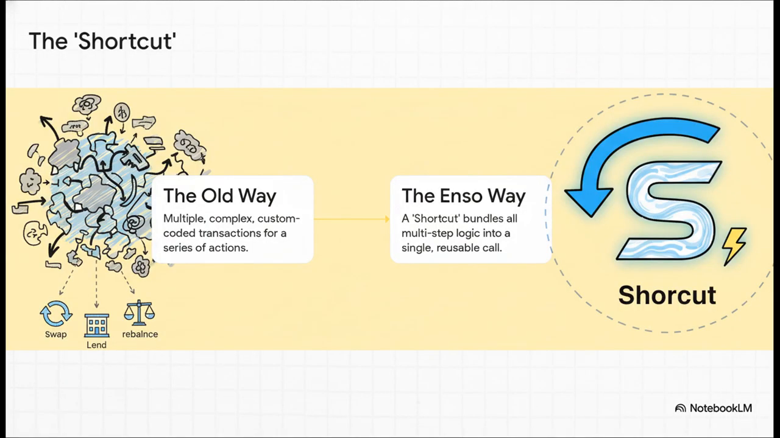Okay, check this out, because this really shows the magic. On the left, you've got the old way. Let's say you want to do a few things. Swap a token, then lend it out, and then rebalance your whole portfolio. That used to be a nightmare. Multiple transactions, a bunch of custom code, just a total headache. But now look at the right. That's the Enso way. They bundle that entire complex dance into one single reusable thing they call a shortcut. You make one call, and poof, it's all done.